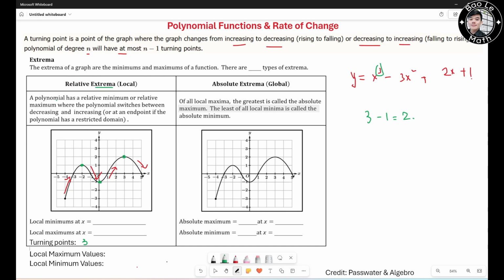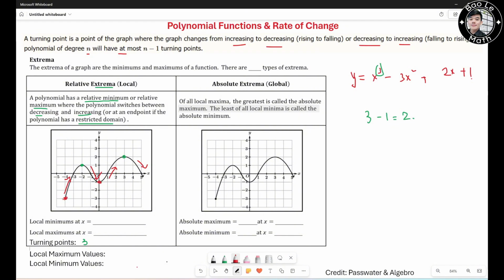Now a polynomial function has a relative minimum or relative maximum where the polynomial switches between decreasing and increasing, or at an endpoint if the polynomial has a restricted domain. So in this situation, we have a restricted domain right here. Alright, here's the local minimum right here, the first one right here, and the second one right here.